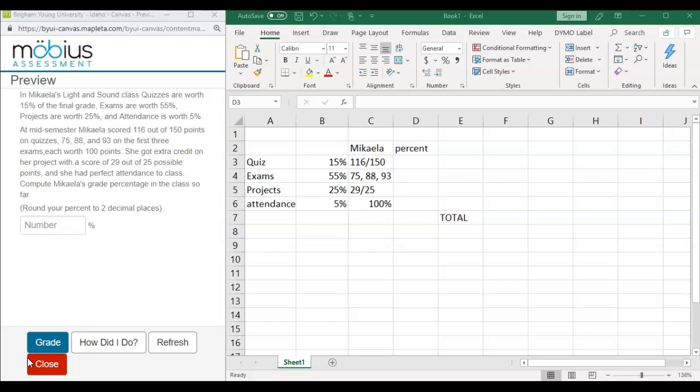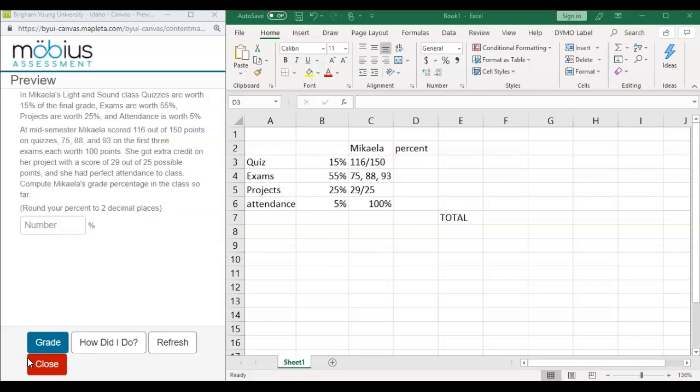At mid-semester, Michaela scored 116 out of 150 points on quizzes, 75, 88, and 93 on the first three exams, each worth 100 points. She got extra credit on her project with a score of 29 out of 25 possible points, and she had perfect attendance to class. Compute Michaela's grade percentage in the class so far.